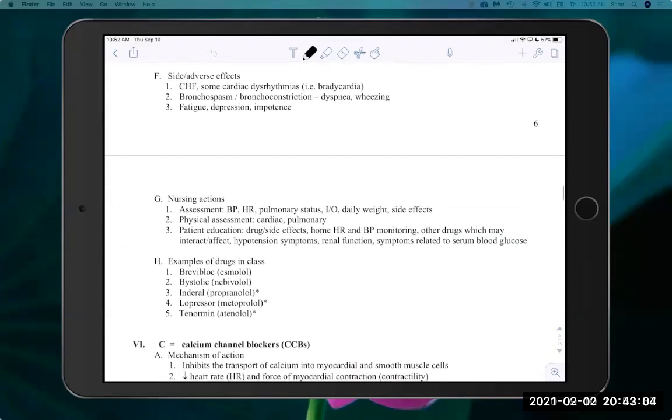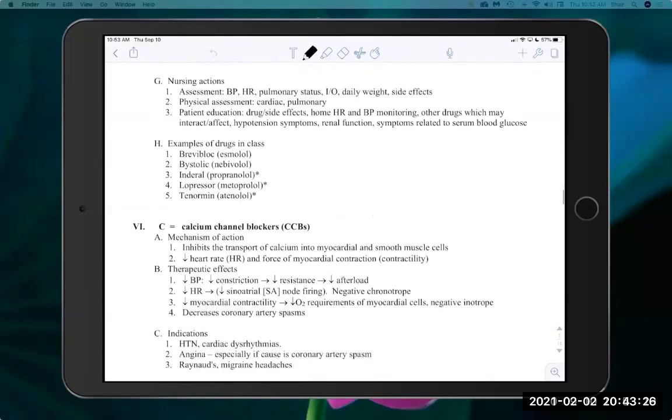And then bronchospasms or bronchoconstriction. So this would be for your non-selective beta-adrenergic blockers, right? Because they actually affect the beta-2 receptors. So the patient could have dyspnea, meaning difficulty breathing, or wheezing. And then another factor is the fatigue a patient could have. Depression and impotence is a big one with some of these medications for men.